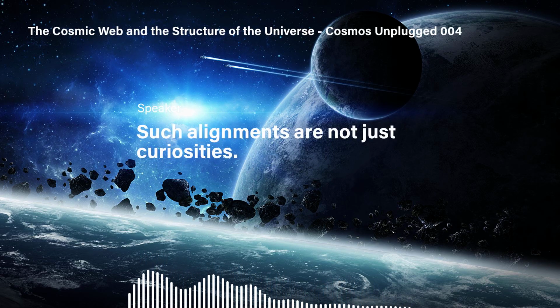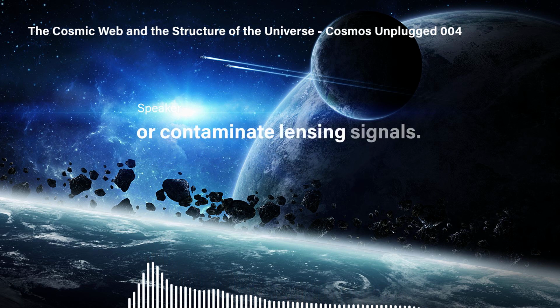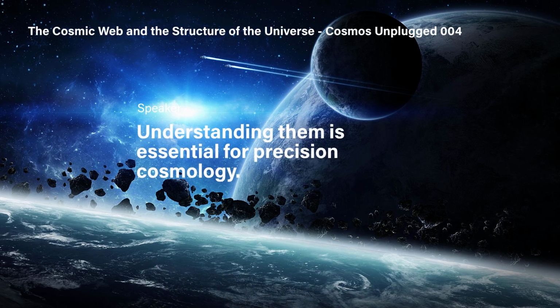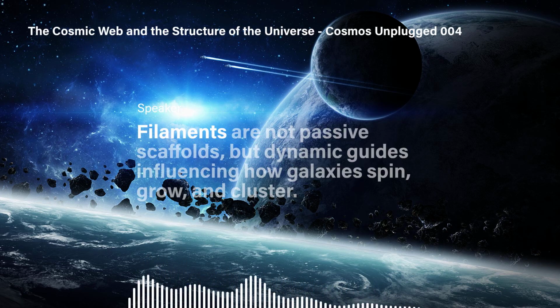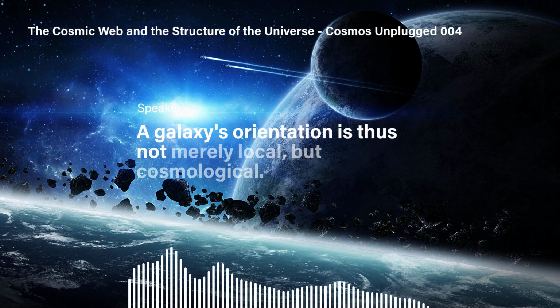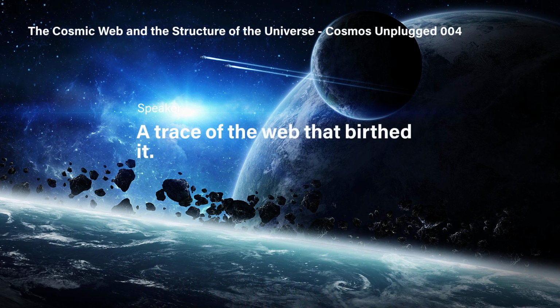Such alignments are not just curiosities. They affect weak lensing measurements, as intrinsic galaxy orientations can mimic or contaminate lensing signals. Understanding them is essential for precision cosmology. More profoundly, galaxy alignments show how deeply the cosmic web shapes galaxy evolution. Filaments are not passive scaffolds, but dynamic guides influencing how galaxies spin, grow, and cluster. A galaxy's orientation is thus not merely local, but cosmological, a trace of the web that birthed it.